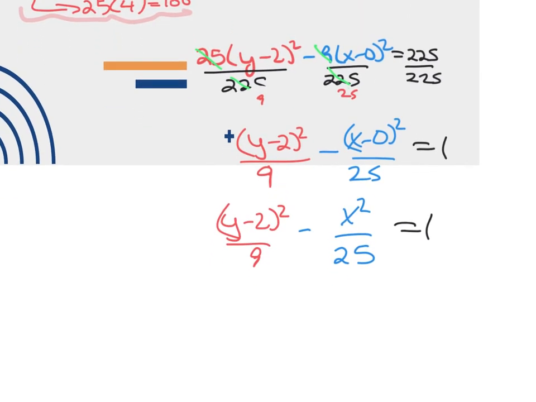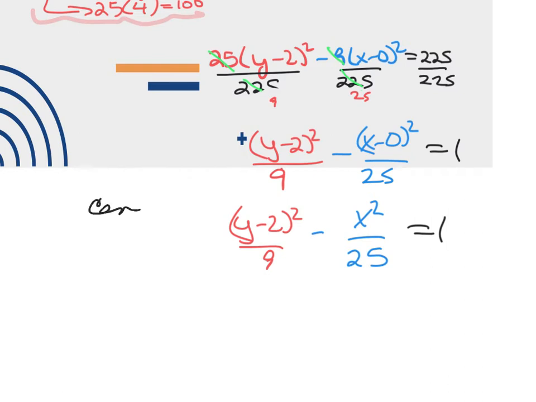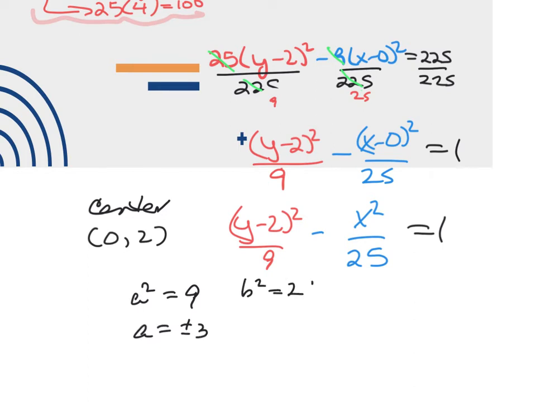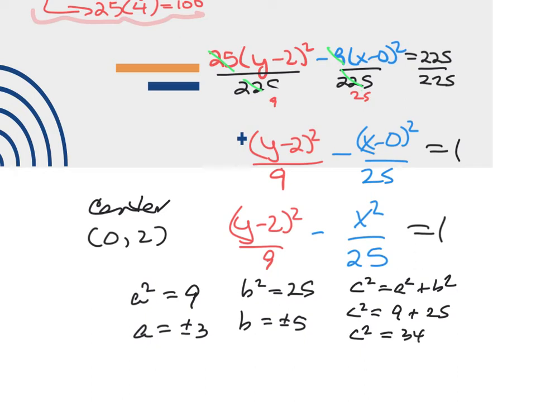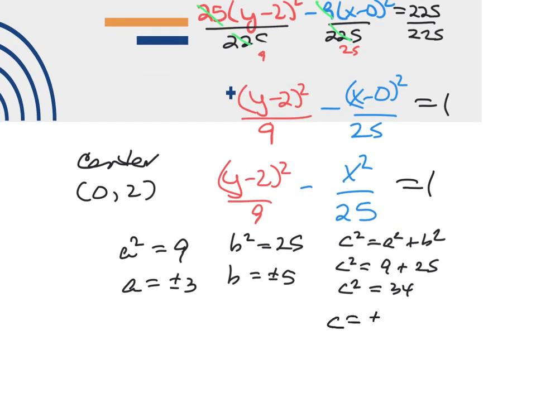All right, so let me go ahead and pull my center out. My center is at (0, 2). A squared's always first, so A equals plus and minus 3. B squared is 25. C squared is equal to A squared plus B squared: 9 plus 25. C squared equals 34, so C equals plus and minus the square root of 34.